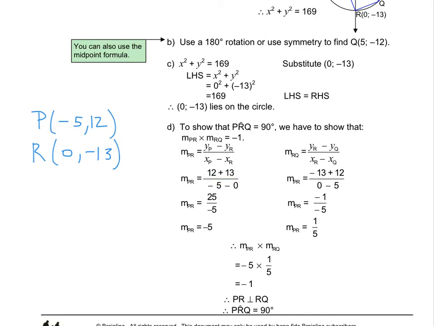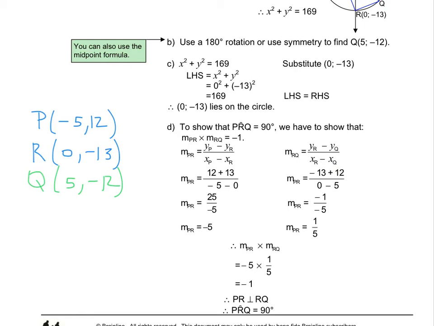12 plus 13 is 25, minus 5 minus 0 is minus 5. A positive divided by a negative is a negative, and 25 divided by 5 gives me the gradient of minus 5 for PR. Then we can also work out the gradient of RQ by taking the differences in the y values over the differences in the x values.